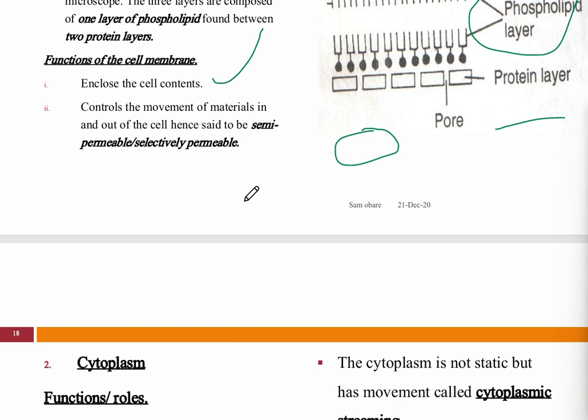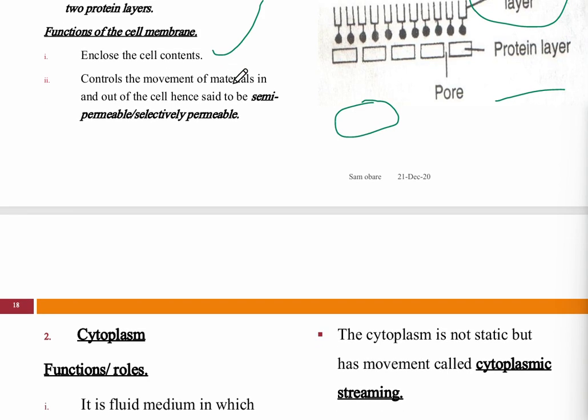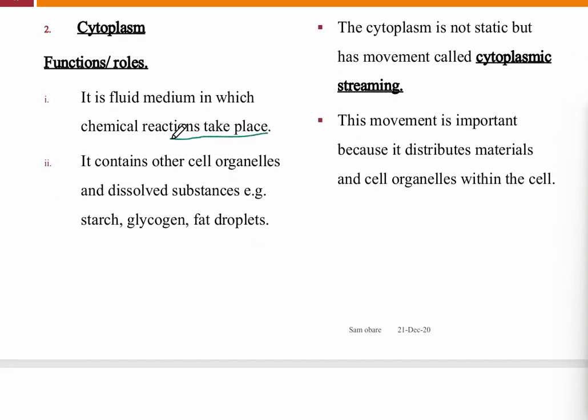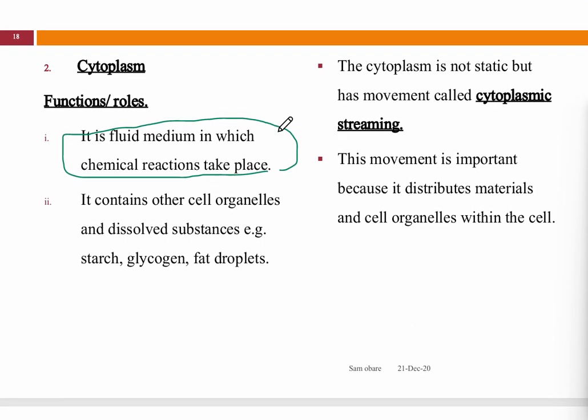Number two, it is also semi-permeable, meaning that it controls the movement of materials in and out of the cell. Cytoplasm: the function of the cytoplasm is that it is a fluid medium in which chemical reactions take place. This is the function of cytoplasm.